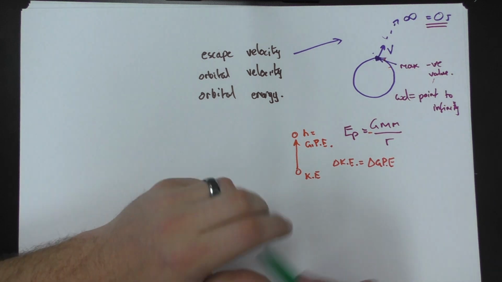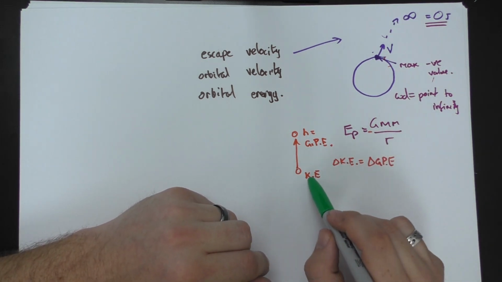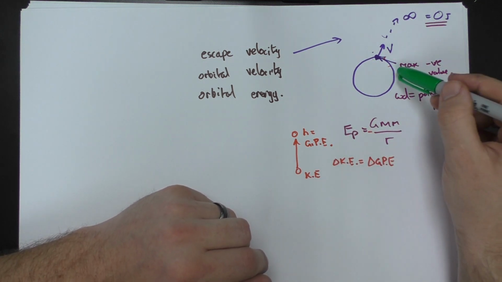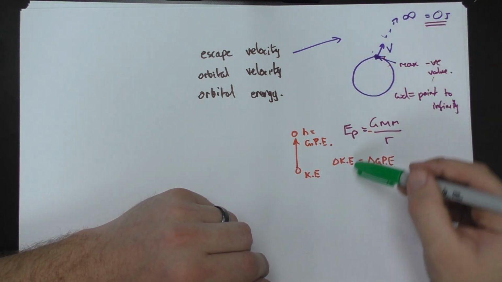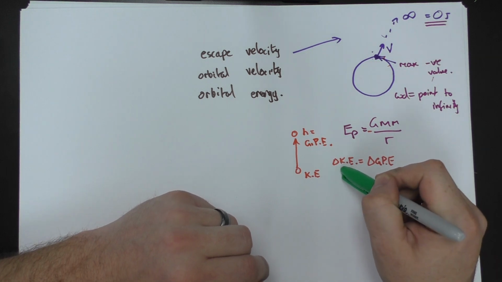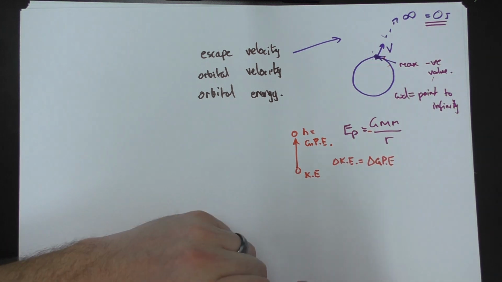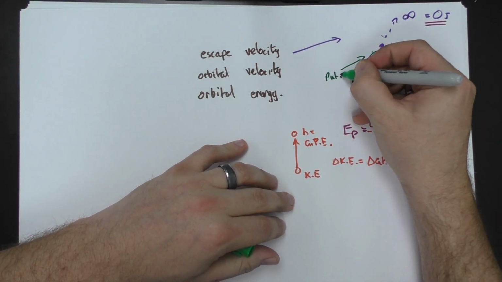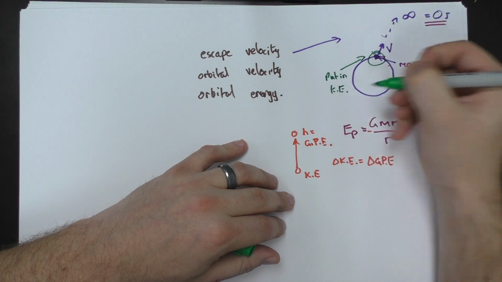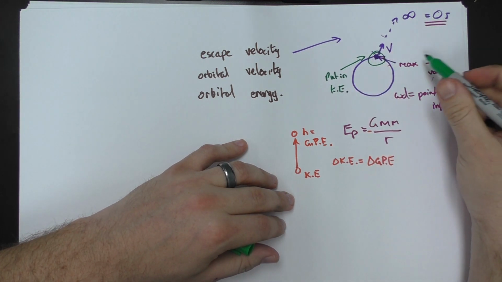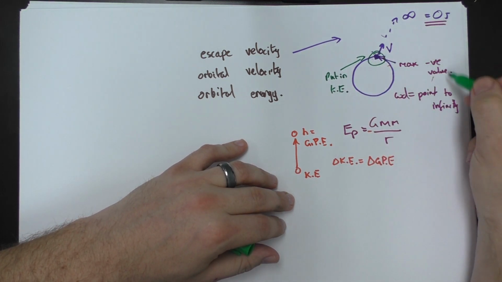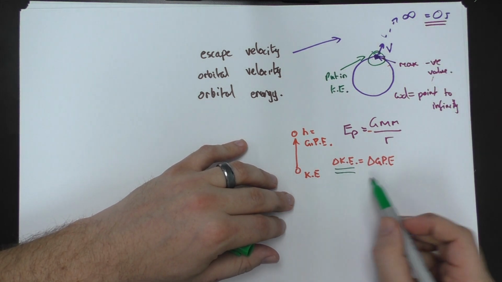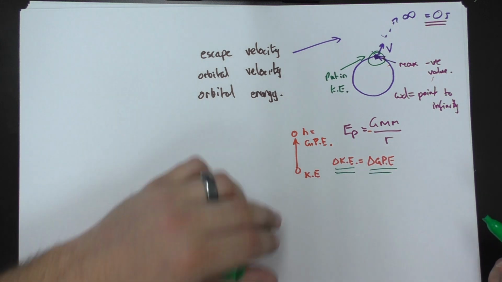So with that in mind, we know that if I want to change the GPE, if I want to change this from whatever its max value is to 0, then I've got to have the same amount of kinetic energy in the first instance. So at this point here, I've got to put in kinetic energy that's equal to this max value of the GPE to get it to go to infinity, because our change in KE is going to be equal to our change in GPE.